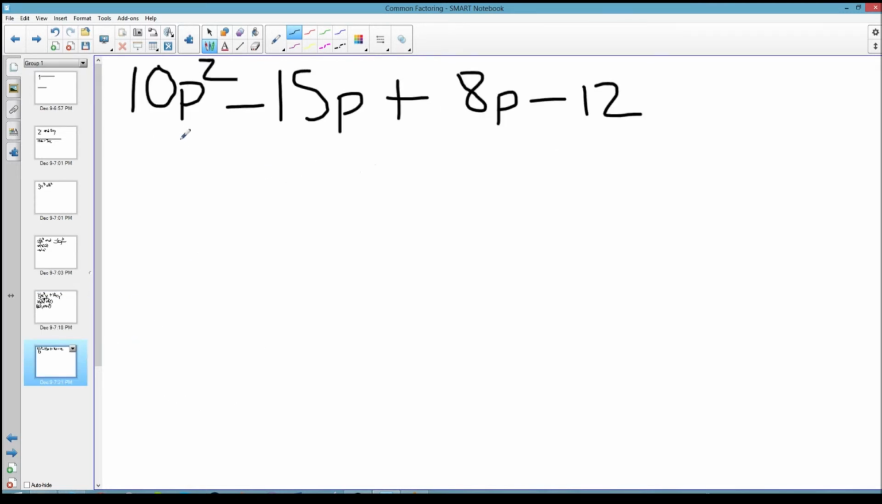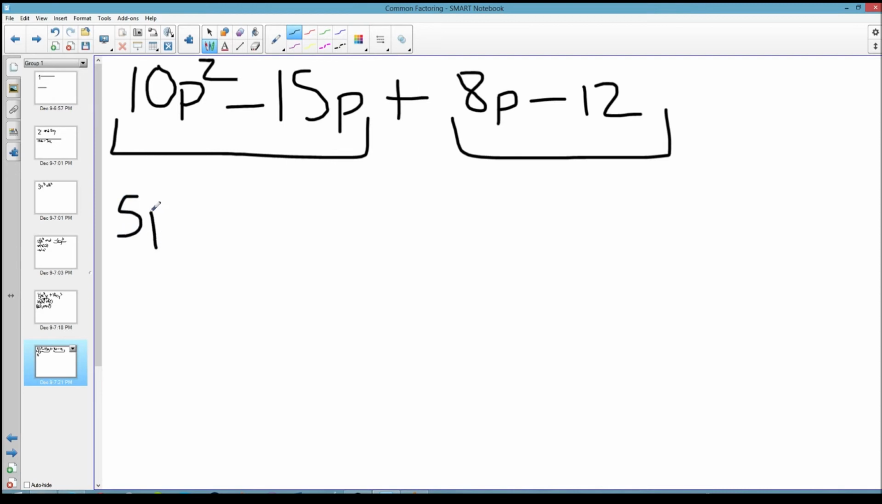Here we have 10p squared minus 15p plus 8p minus 12. So we can factor this by grouping, so take these two and then common factor these two. Right here we can factor out a 5. They both contain a p too, so we can take out 5p, then we'd be left with 2p and then minus 3 here, because negative 15 divided by 5 is negative 3, and then the p would cancel out.